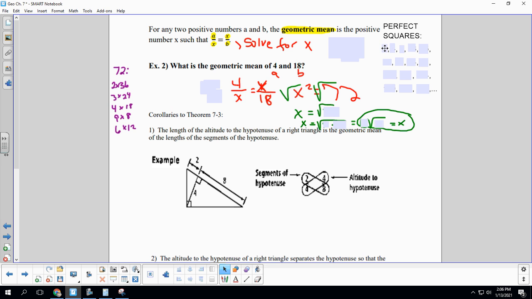So just for fun, let's think about all of our perfect squares. What's 1 squared? 2 squared? 3 squared? 4 squared? 5 squared? 6 squared? 7 squared? 8 squared? 9 squared? 10 squared? 11 squared? 12 squared? 13 squared? 14 squared? And 15 squared. Okay, so these are some perfect squares, and we can use these to see whether any of them live inside 72. Well, I can see that 9, 4, and 36 are all perfect squares.